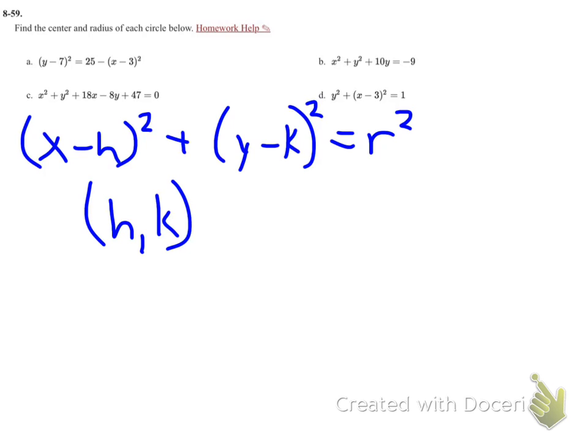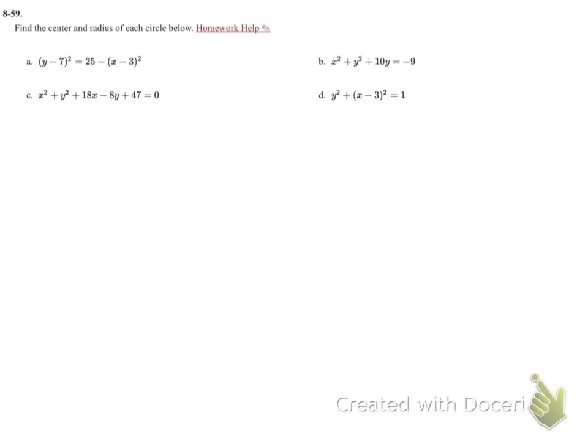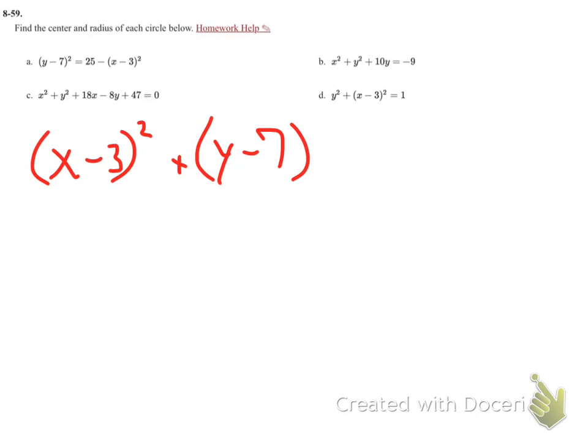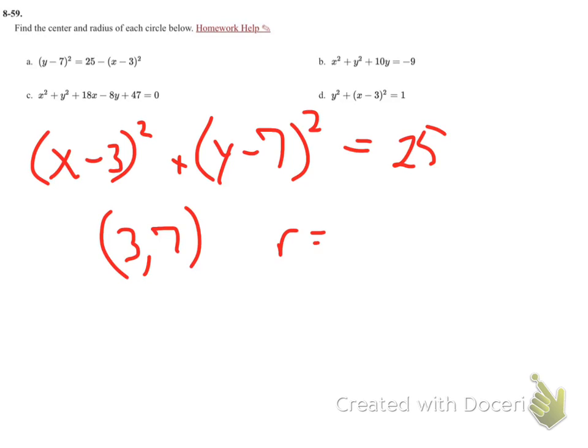So problem A is not set up in the right form, so I need to move this to the other side. When I add that to both sides, I'll have (x minus 3) squared, because it was a negative, plus (y minus 7) squared equals 25. The center will be at (3, 7). The radius will be 5.